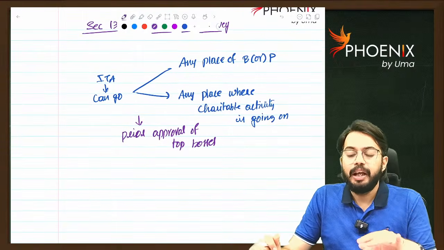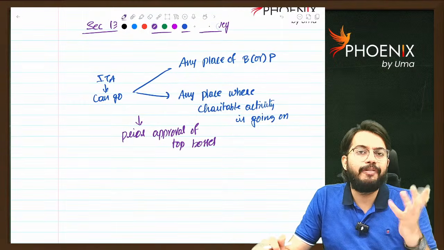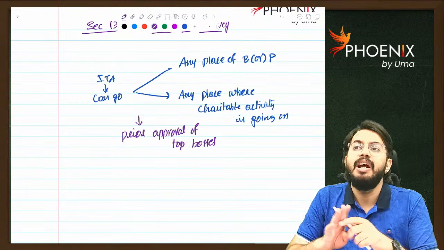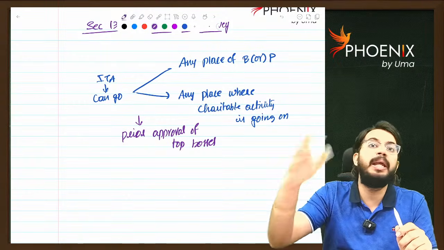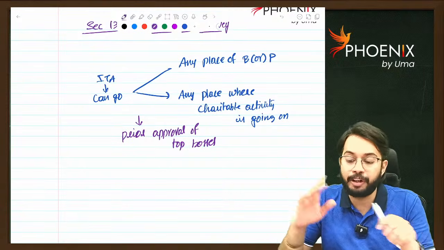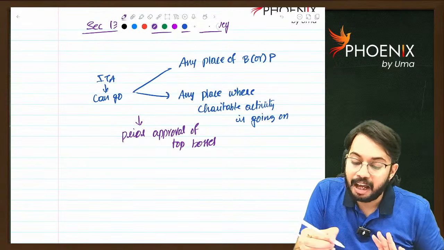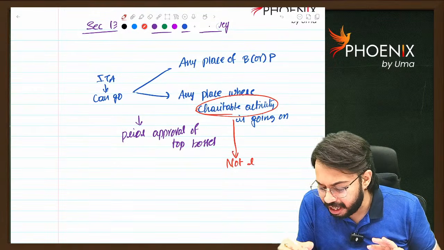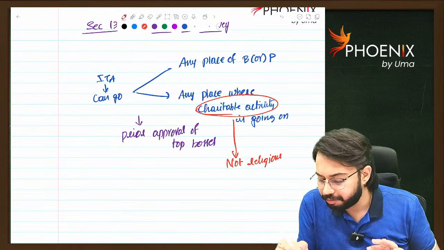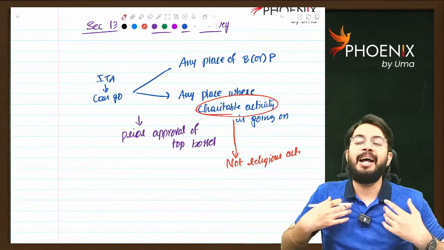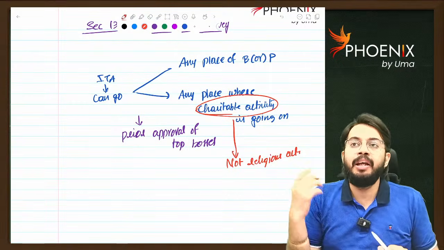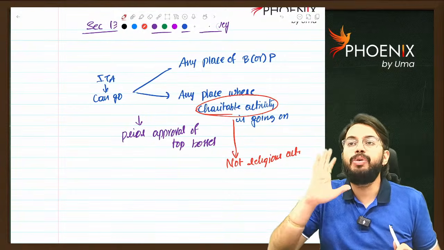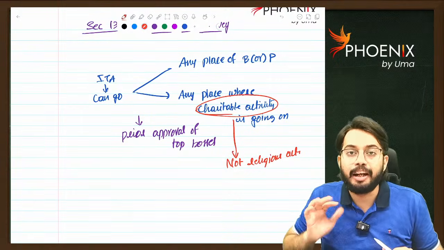So income tax authority, nothing but assessing officer, additional commissioner, joint commissioner, assistant deputy commissioner, income tax officer, within their jurisdiction can go to any place of business or profession, and any place where charitable activity is going on, not religious activity. That means what? Let's say I am the income tax officer of Amirpet. In Amirpet, there is one temple, Gandi Maisamma temple. I wanted to do a survey of Gandi Maisamma temple. Can I do it? I cannot.